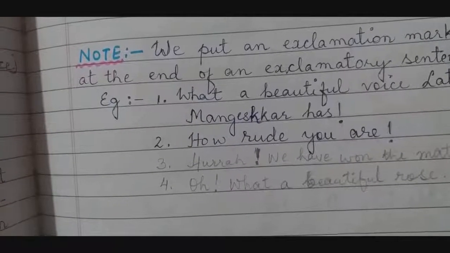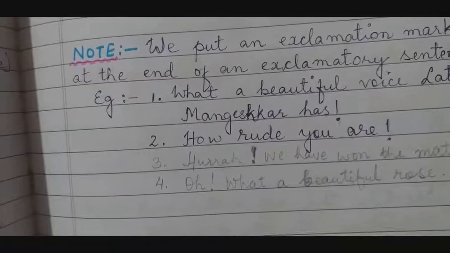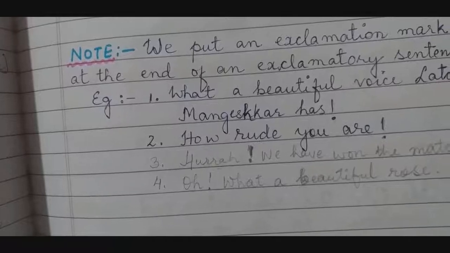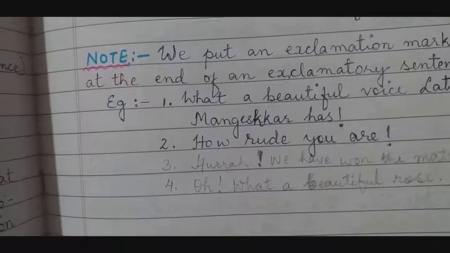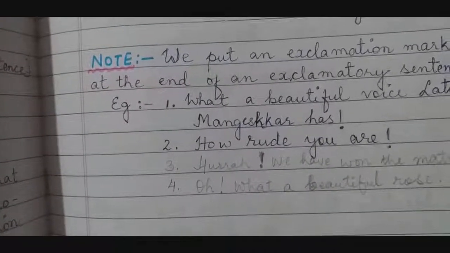Question tags. Okay? And in interrogative sentences we get question tags. Okay? And what is third kind of sentences? It is an imperative sentence. And number 4 is exclamatory sentence.